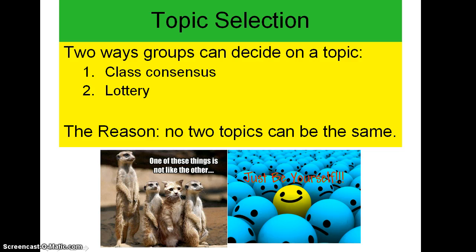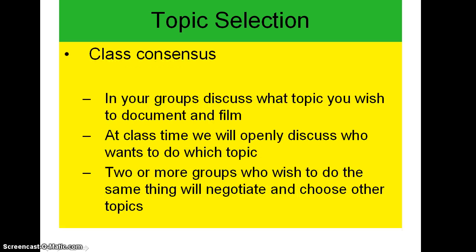Now for this class, there's really 2 ways in which groups of 3 or 4 will actually decide on their topic. And those are class consensus or by lottery. And the reason that there are these 2 ways in which to go about this is that no 2 topics can be the same in this class and for this project.